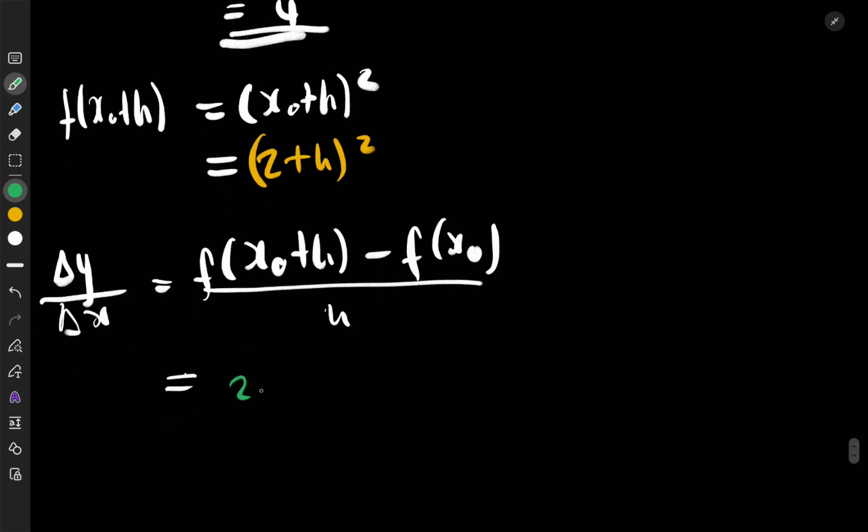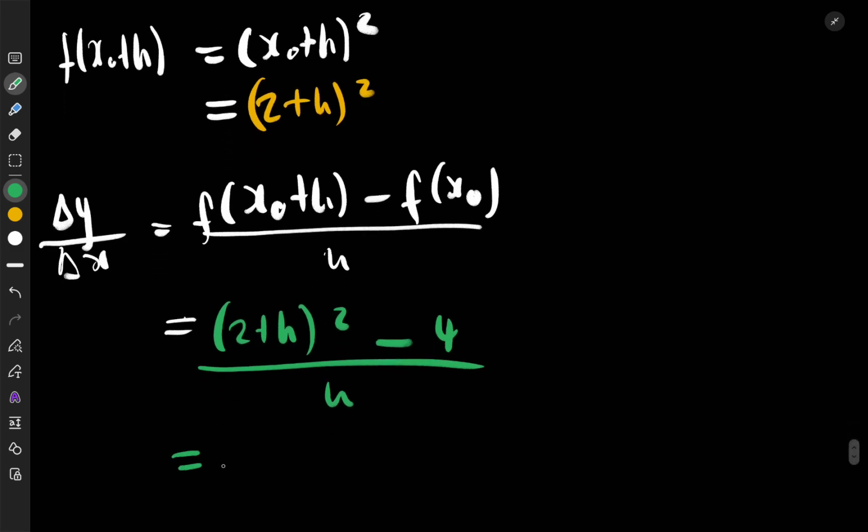x0 plus h, what is it? It's 2 plus h all squared. Minus f of x0, which is 4. Divided by h, you keep it as an h. This becomes 2 squared is 4. We said you multiply them together when you're expanding, you know.